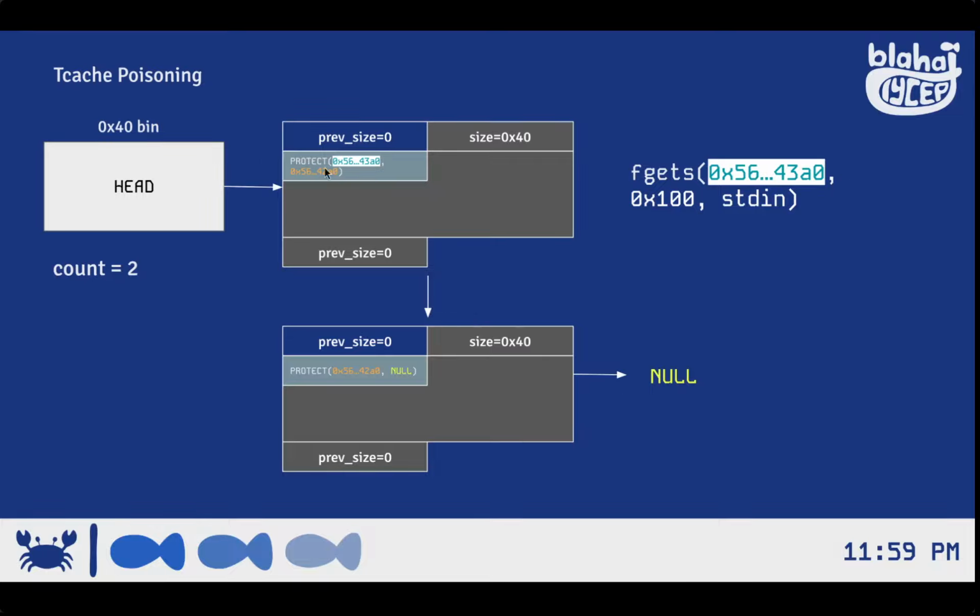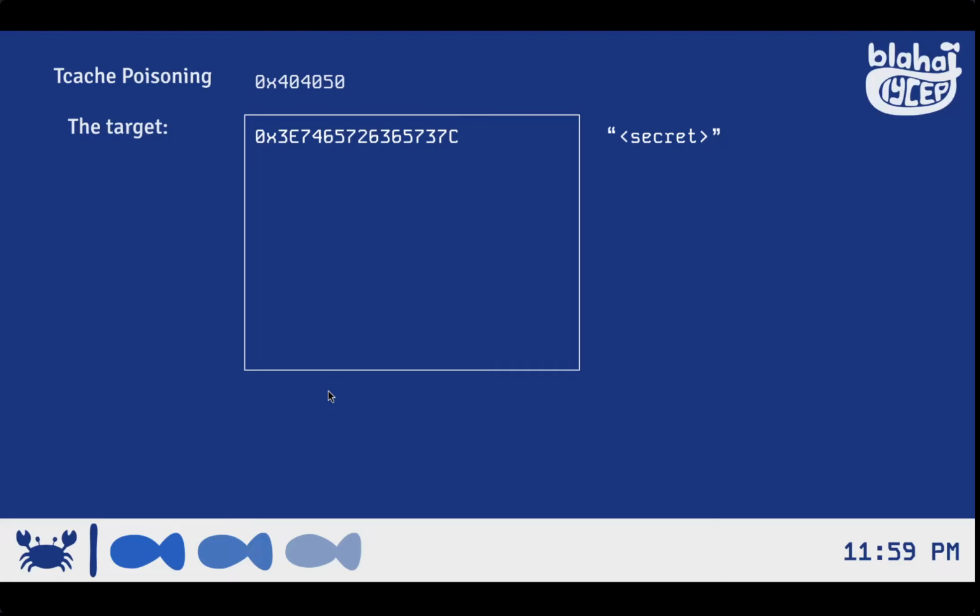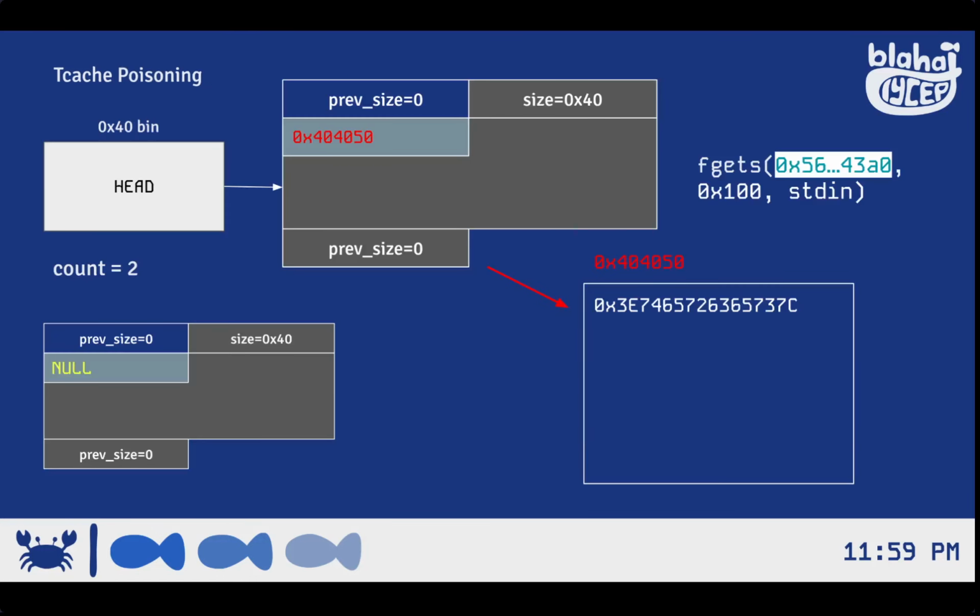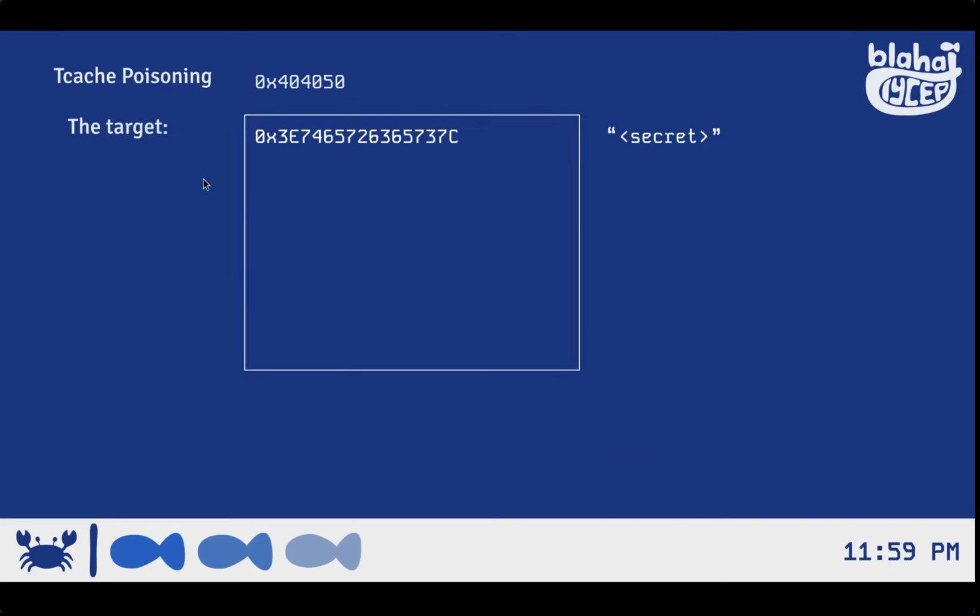So going back to the scenario where we have 2 chunks in the Tcache, now we have our write into this free chunk over here, and there is a pointer that points to this next chunk. And let's say somewhere in memory, maybe in the ELF binary, there's a certain address that contains a kind of secret string that we want to read. So instead of overwriting the next pointer with whatever data, let's overwrite it with the actual address of this secret string.